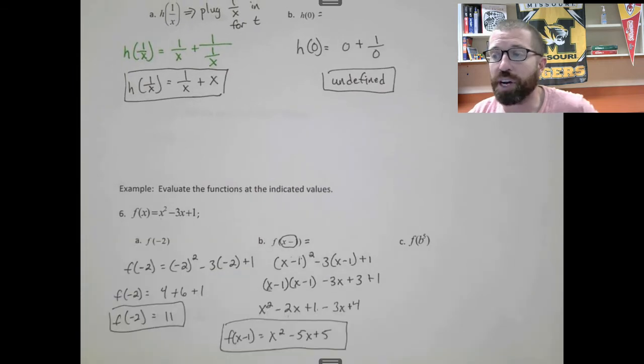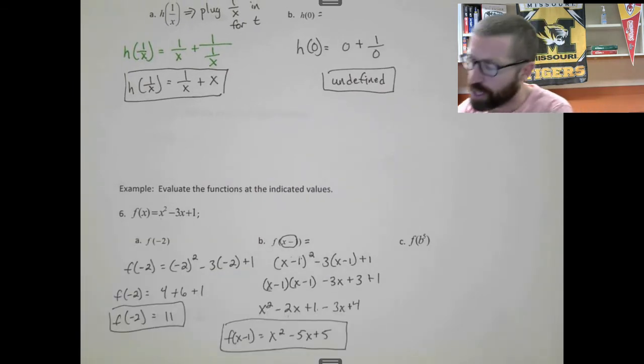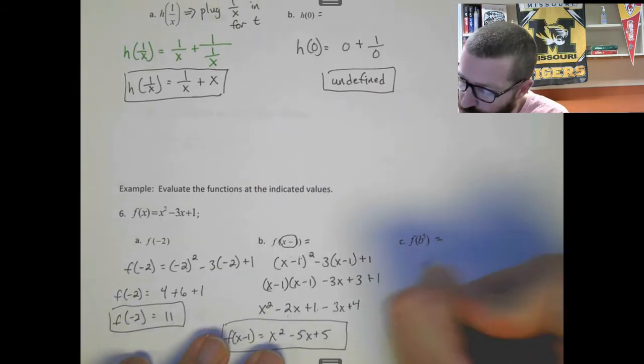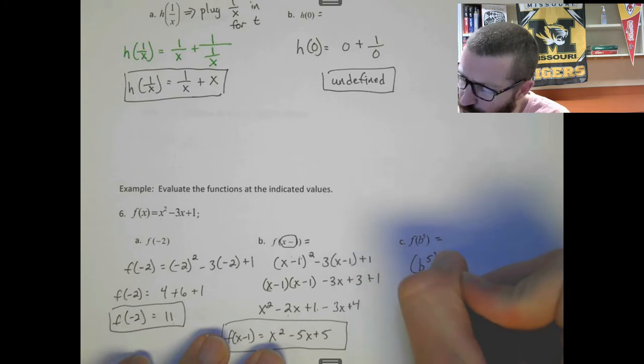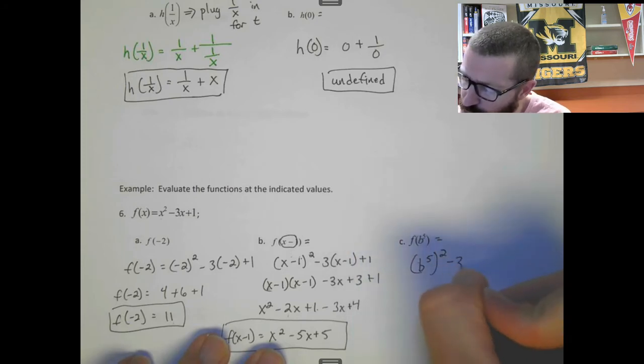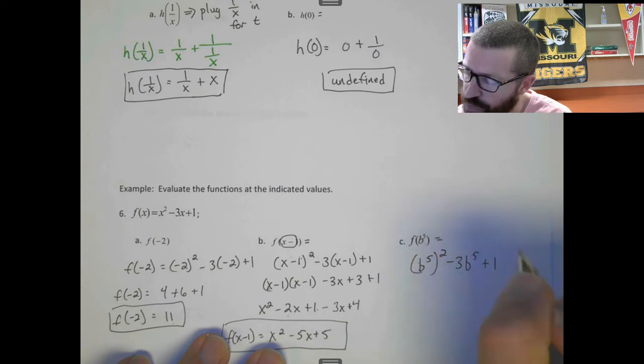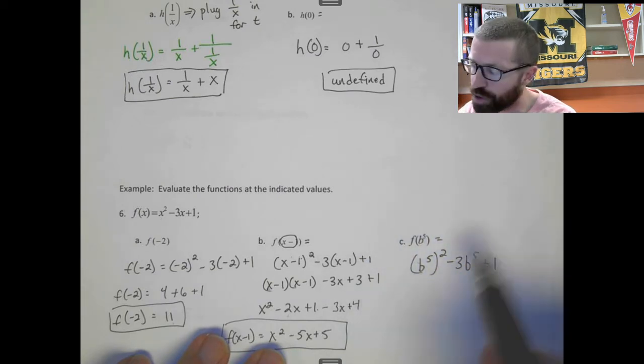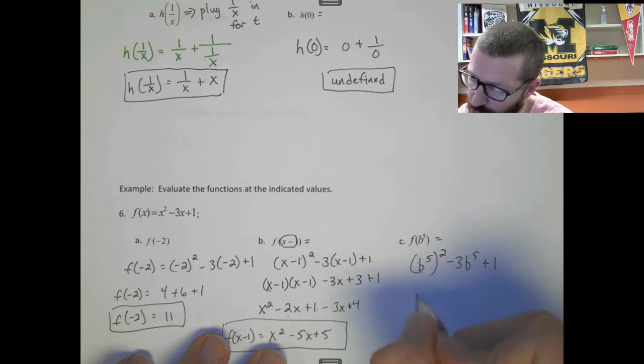And if you haven't already, try C. Once again, you're plugging in b to the 5th for x. So it's b to the 5th for x, squared, minus 3 times b to the 5th plus 1. And so not much you can do there other than simplify this. Up high you multiply exponents. So this is b to the 10th minus 3b to the 5th plus 1.